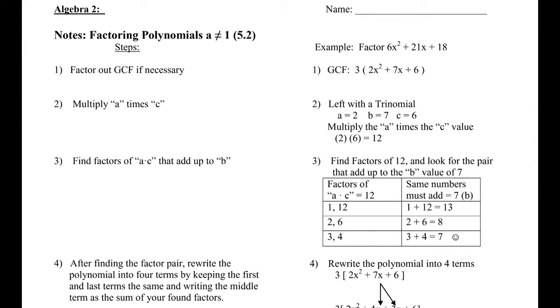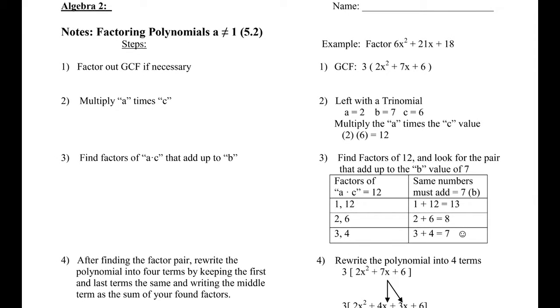Today's notes are on factoring polynomials when the a value is not equal to 1. The front page takes you through a complete example. The left side lists out the generic steps, and the right side lists out the steps for the example 6x squared plus 21x plus 18.